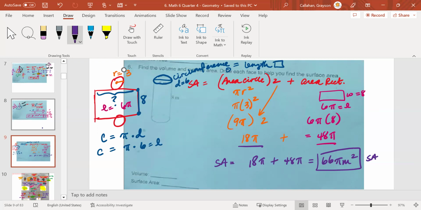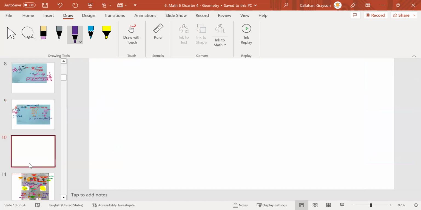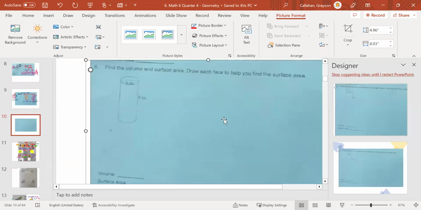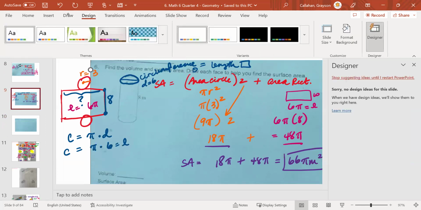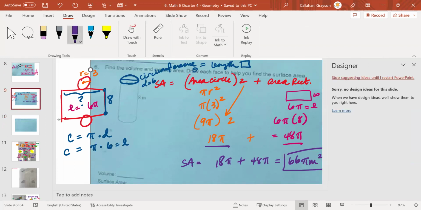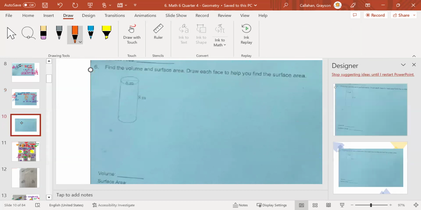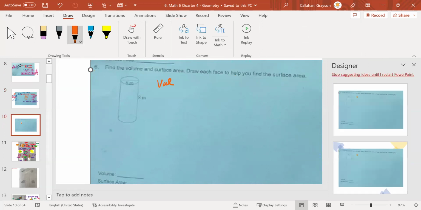Okay. All right, let's go on to the next part. You ready for the next part? Okay, what are we missing right now? That's the surface area. What do we need to find next? Okay. Remember, you're going to go back and recopy it down, right? Now we have to find the volume.